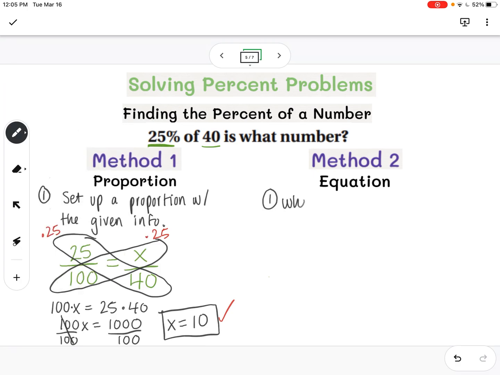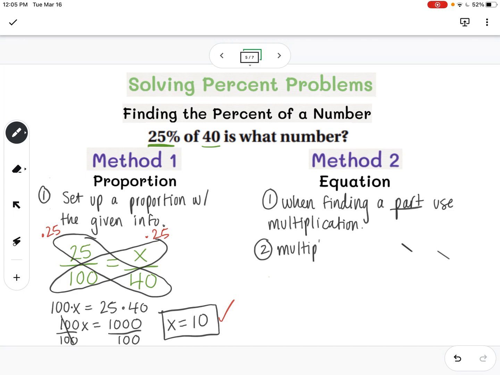So the first thing we need to know with an equation is if we're finding the part or the whole. So in this case, we're finding a part, and when finding a part, we're going to use multiplication always. And what we're going to multiply is we're going to multiply by the percent as a decimal.